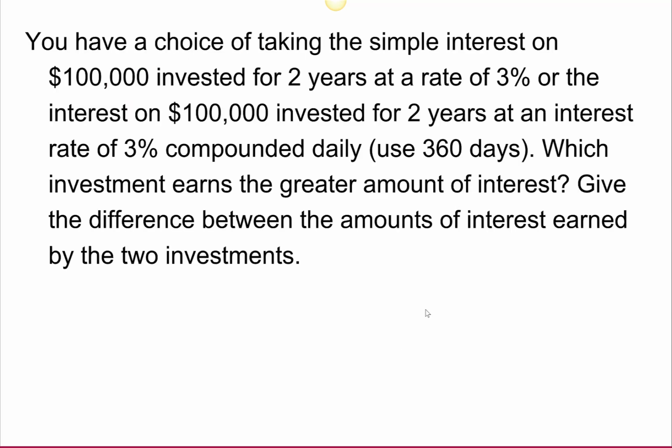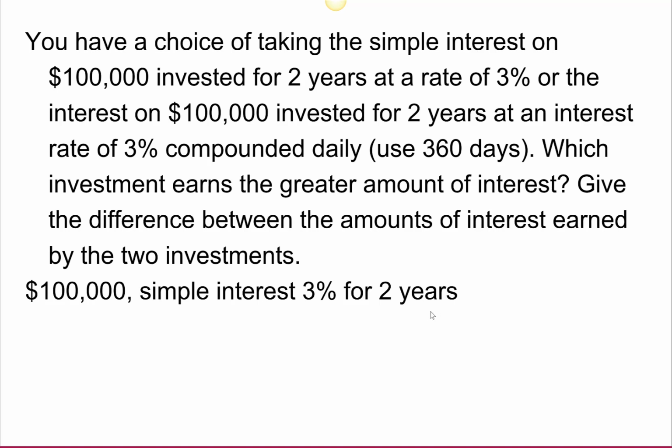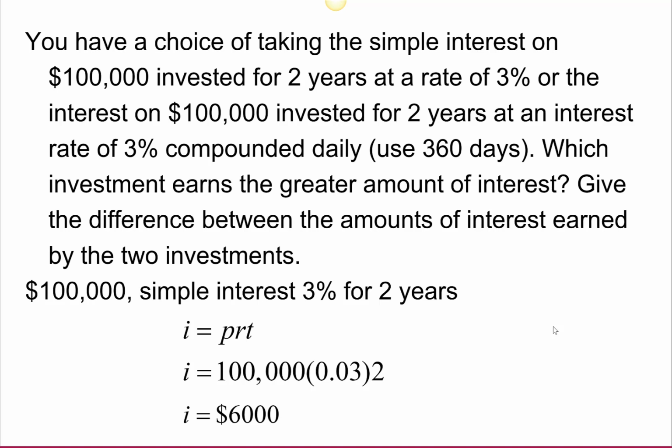You have a choice of taking simple interest on $100,000 invested for 2 years at a rate of 3%, or the interest on $100,000 invested for 2 years at an interest rate of 3% compounded daily. Use 360 days. Which investment earns a greater amount of interest? Give the difference between the amounts earned by the two investments. First we'll do the $100,000 with simple interest. We use our simple interest formula and we would accumulate $6,000.